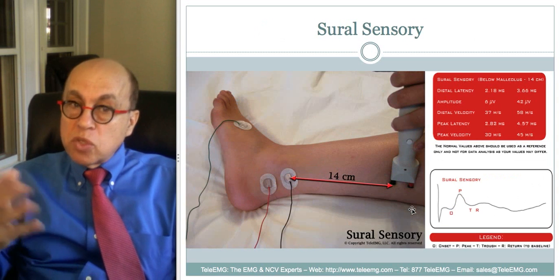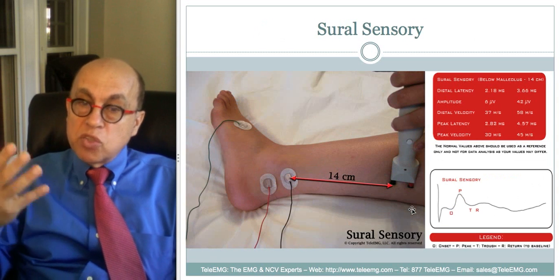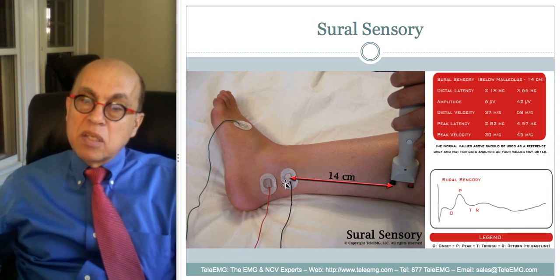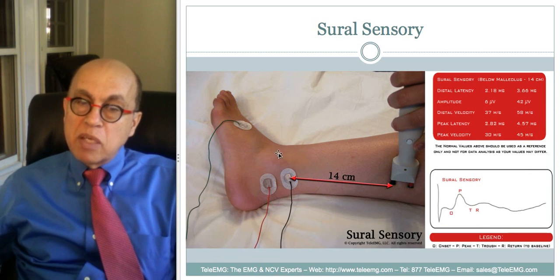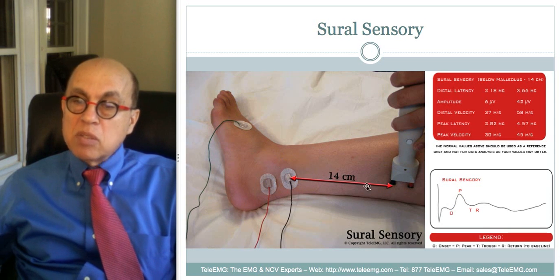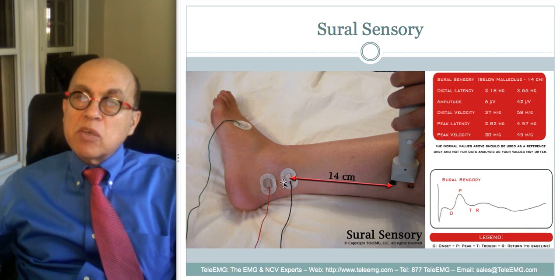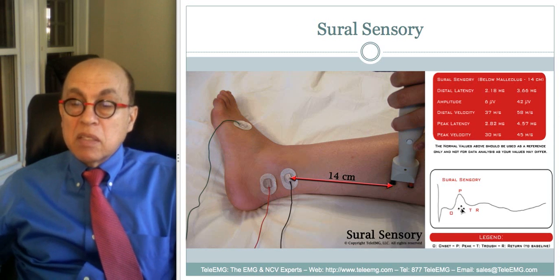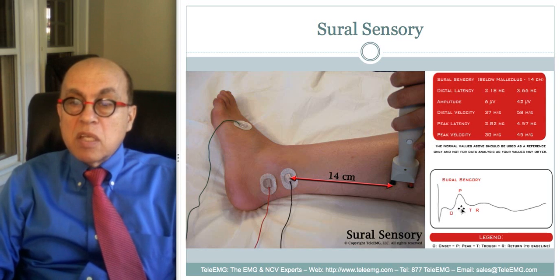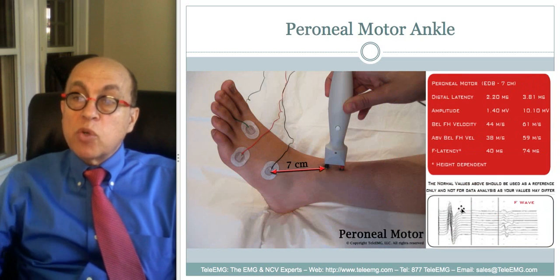Now, we also do in the lower extremity the sural nerve. The sural nerve is behind the malleolus. The superficial peroneal nerve was in front of the malleolus. The sural nerve is behind the malleolus. And we stimulate in the back of the calf at a distance of 14 centimeters above this surface electrode. And you get a very nice sensory response, O, P, T, and R. Again, you calculate distal, peak latency, trough, return to baseline, and then divide the distance by that and get a conduction velocity.